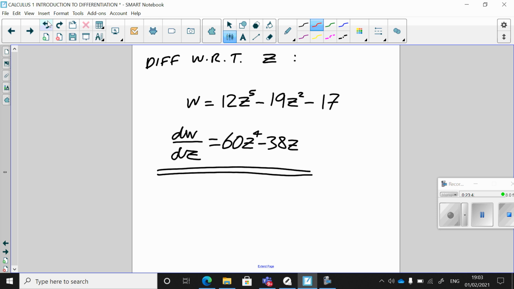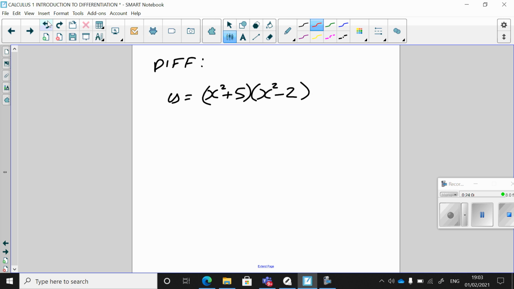Okay, yep, 5 12s are 60, 5 take 1 is 4, 2 times negative 19 is negative 38, lots of z, and the derivative of a constant, i.e. negative 17, a constant is a number on its own for us, so it looks like that's our derivative, and it's a change in w in relation to the change in z. Right, that's fine.